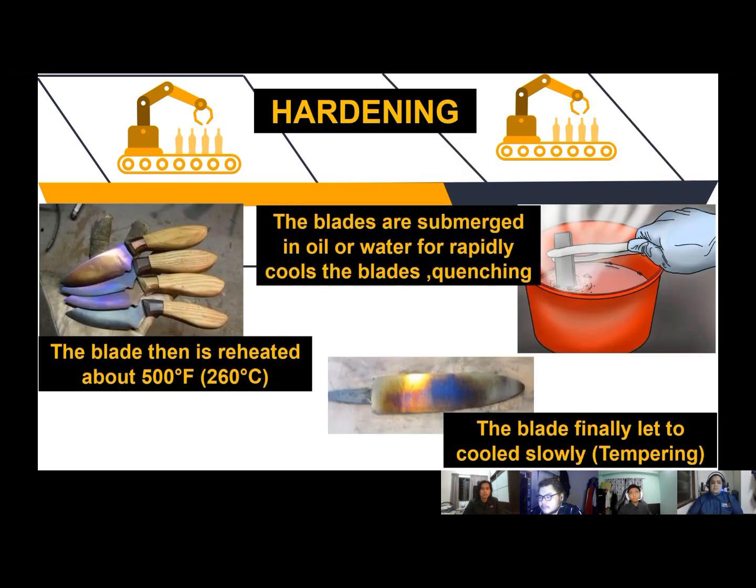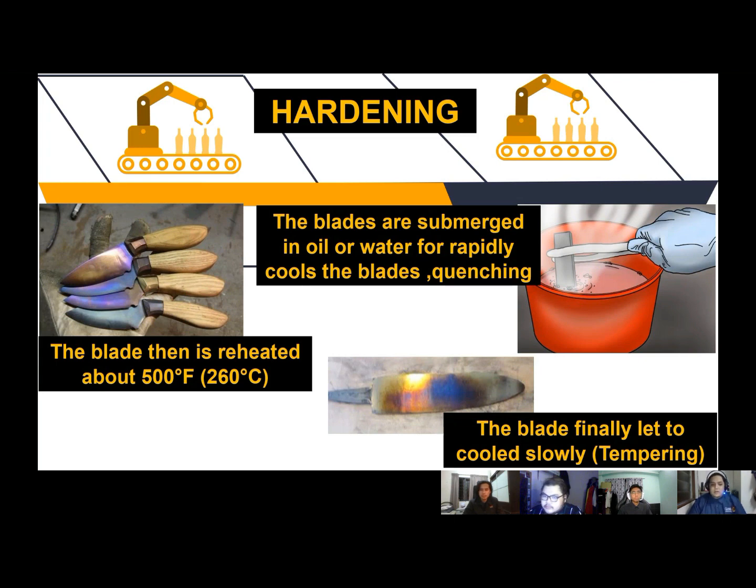And then after it's removed from the oven, the blade that we are heat treating, we immediately submerge into the oil or the water, which involves the rapid cooling of the blade. This is also called the process of quenching. And then after the quenching process, in the hardening, we reheat the knife.